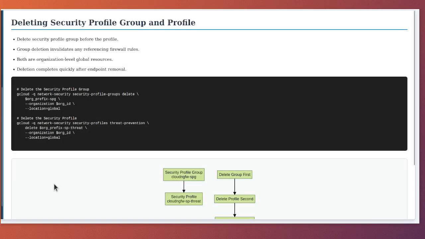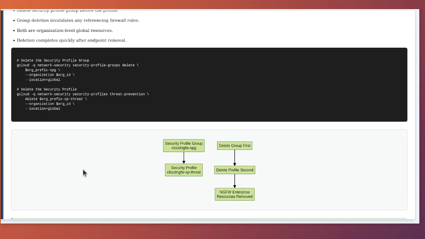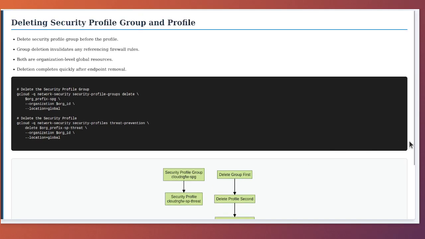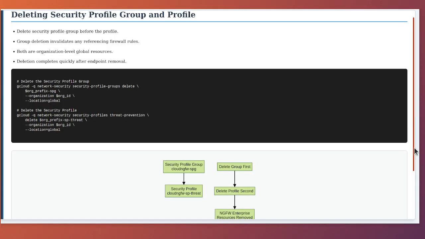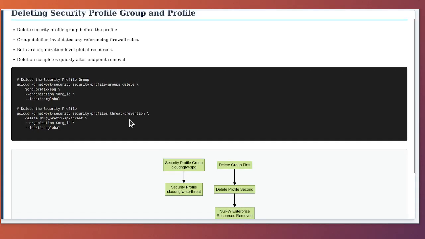Deleting security profile group and profile. After the firewall endpoint is deleted, we remove the security profile group and the underlying security profile. These must be deleted in order. The group first, then the profile.